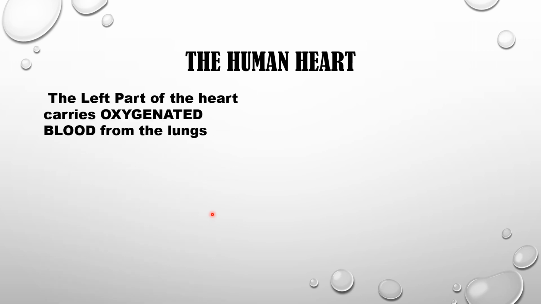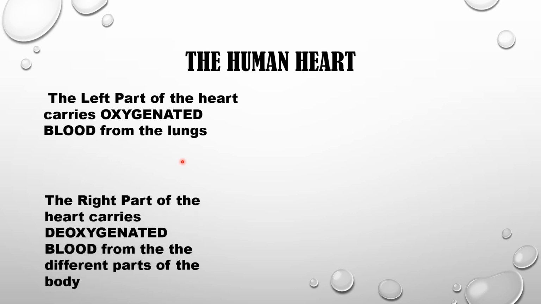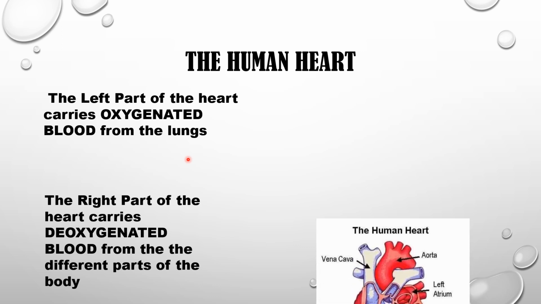The left part of the heart carries oxygenated blood or oxygen-rich blood from the lungs, while the right part of the heart carries deoxygenated blood or oxygen-poor blood from the different parts of the body.